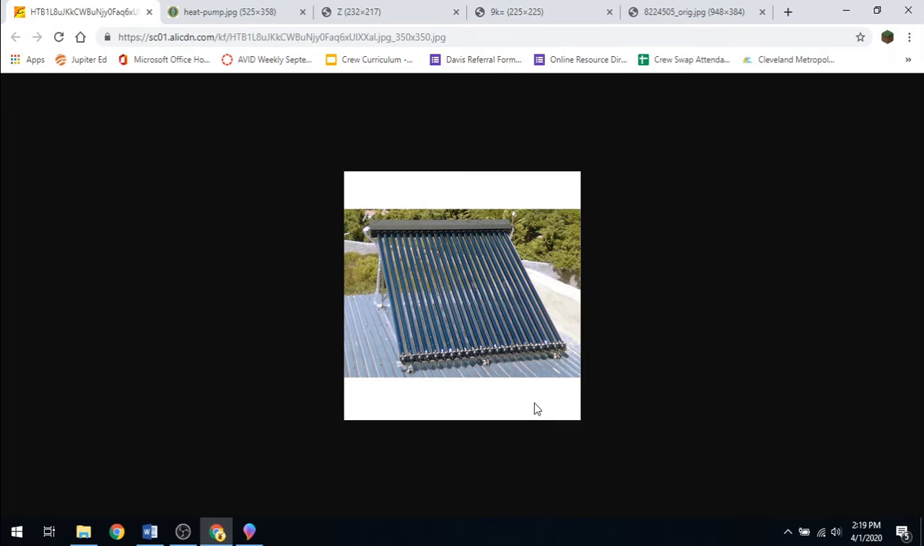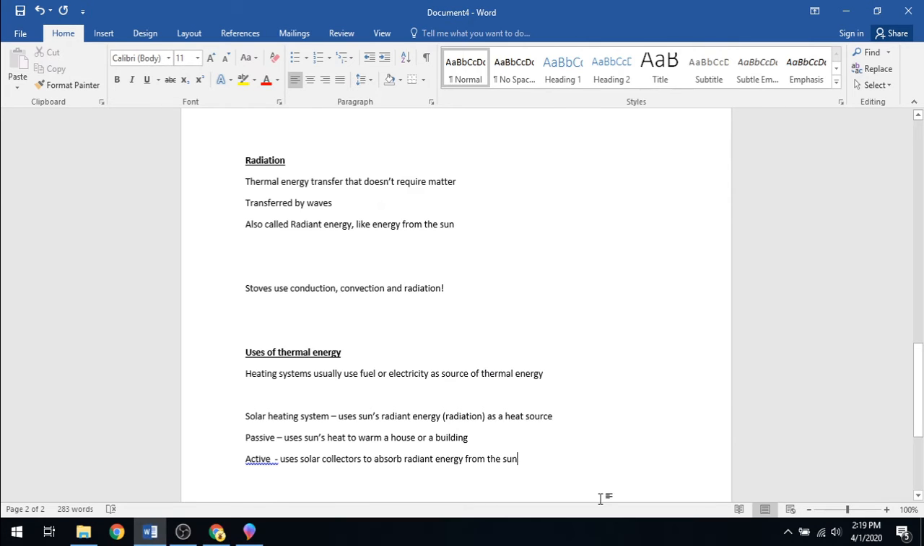We don't really have those around in Cleveland because we don't get that much sunlight. We have lots of clouds. But places out in California, Arizona will sometimes have solar collectors for that, which are different than solar panels. Solar panels use the sun's energy to make electricity, not to transfer heat. So we'll add to transfer heat, something like that.